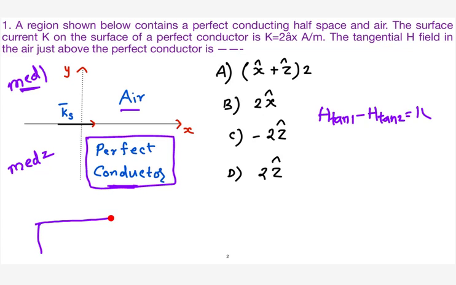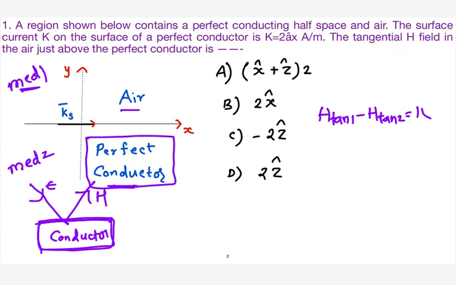When you have a perfect conductor, this is my perfect conductor. If you are trying to illuminate it with an electric field or magnetic field, what will happen? The conductor will not allow any electromagnetic fields into that medium. That means the magnetic field intensity inside a perfect conductor is 0. Similarly, the electric field intensity is also 0. You have to remember that.